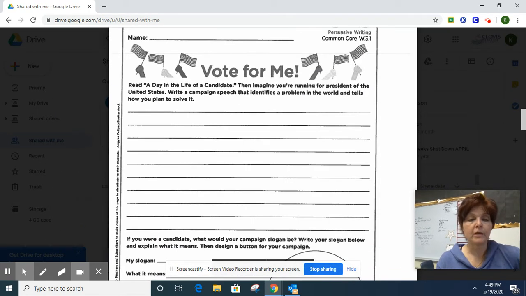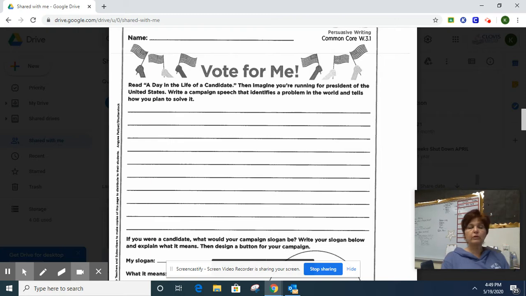And then vote for me. Read A Day in the Life, which is what we read. Then imagine you're running for president of the United States. Write a campaign speech that identifies a problem in the world and tells how you plan to solve it. So what is a problem that you see? There's a lot going on right now in the world. So you could use that, or you could use something else that you can think of, and how you would solve it. So if you're really interested in it, make sure you research the world, not just the United States, because sometimes we want to accomplish something. However, if it's something we want to accomplish worldwide, then we've got to have cooperation from other places.